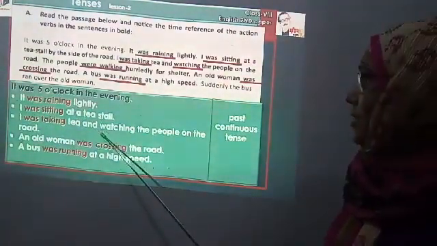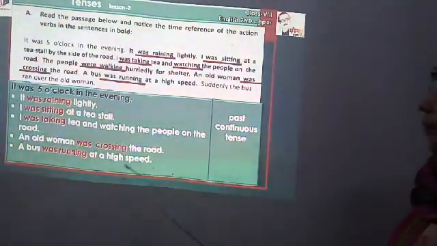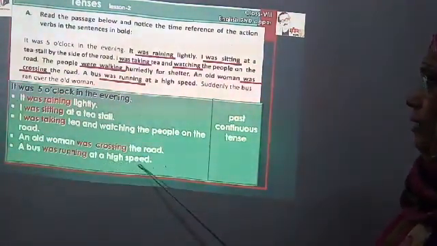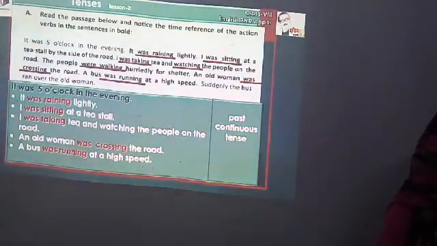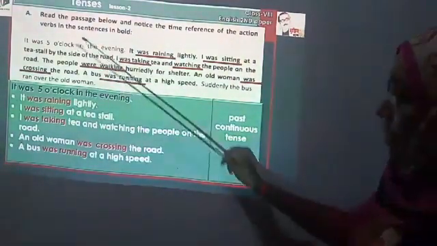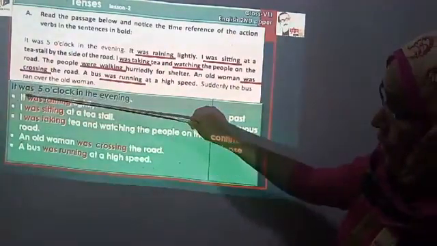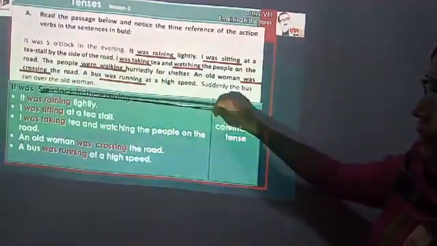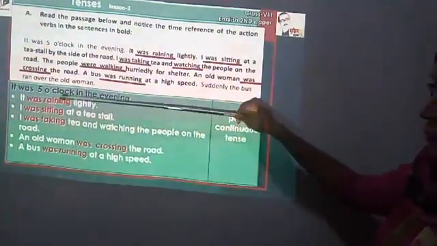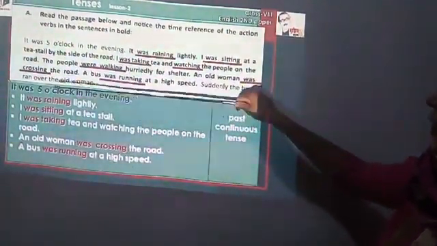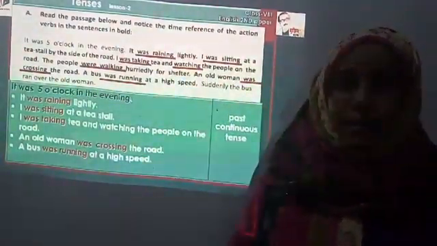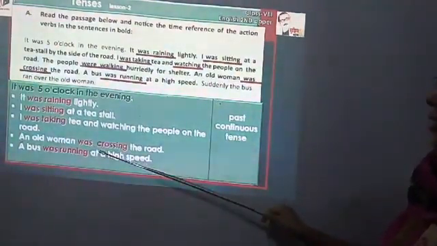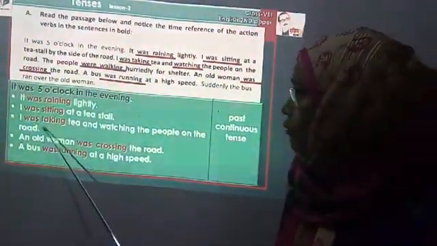I was taking tea and watching the people on the road. An old woman was crossing the road. A bus was running at high speed. All these are past continuous tense. Have you noticed the form? I, an old woman, a bus, then was, here was is added. Was, what is it? It's an auxiliary verb. Then main verb, take, ing. And there is another word, I was taking.